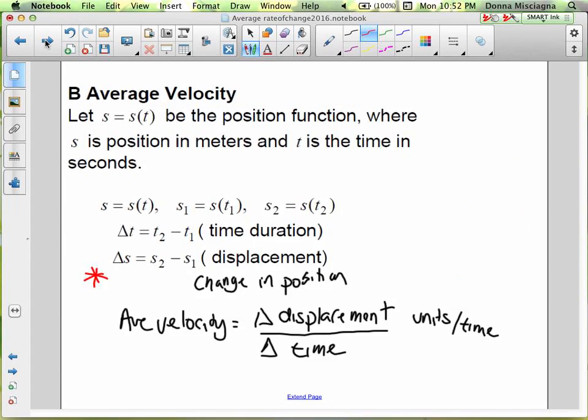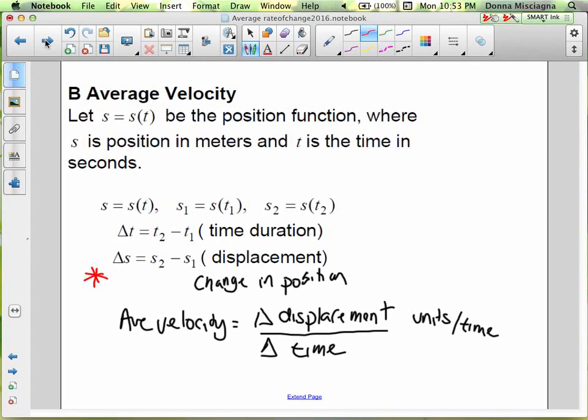All right, so average velocity. Let s equal s of t be the position function, where s is position in meters and t is the time in seconds. If we want to find our average velocity, we're going to take our change in position, which is our displacement, and divide it by the change in time. You'll be given an equation that tells you your position, and you'll use that to find your position at 2 different times. And your time is what you're given.